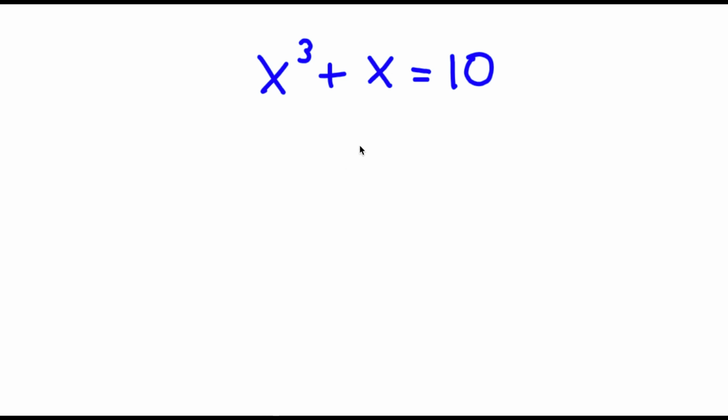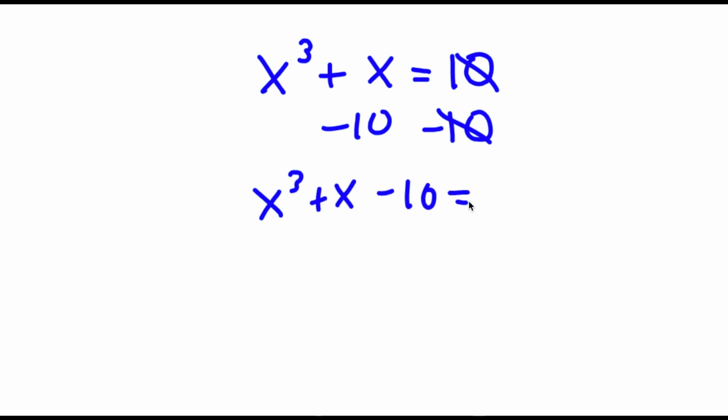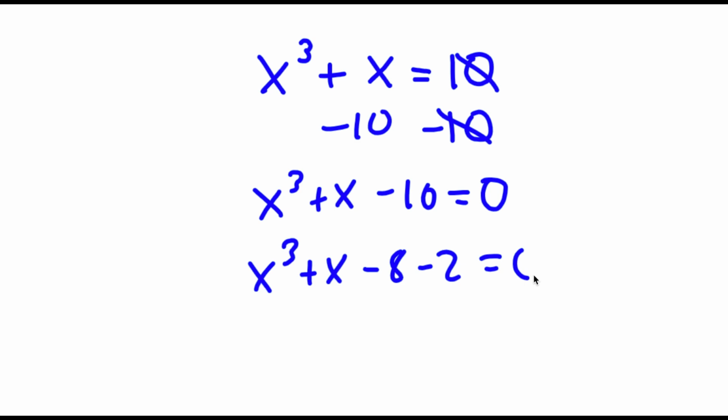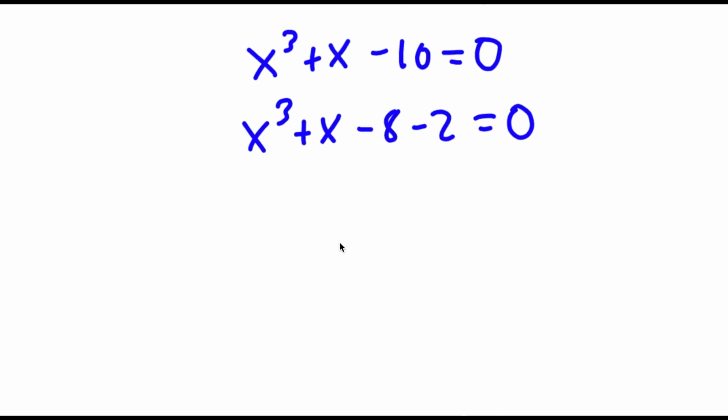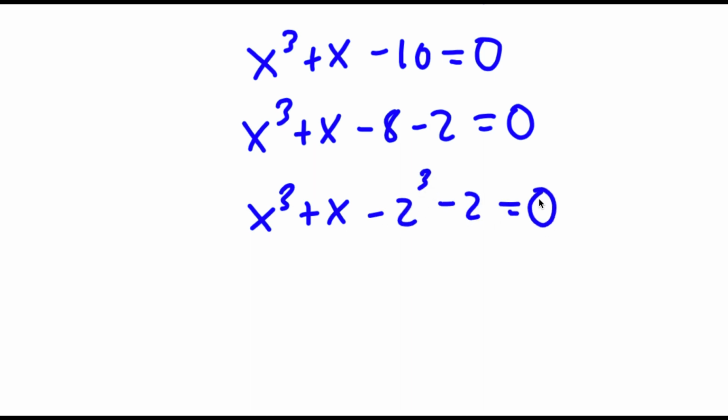Alright, so in this problem, I have x to the power of 3 plus x equals 10. So I'm going to first start by subtracting 10 on both sides. So now I have x to the power of 3 plus x minus 10 is equal to 0. Now I'm going to rewrite negative 10 as negative 8 minus 2. And negative 8 is the same thing as negative 2 to the power of 3, minus 2.